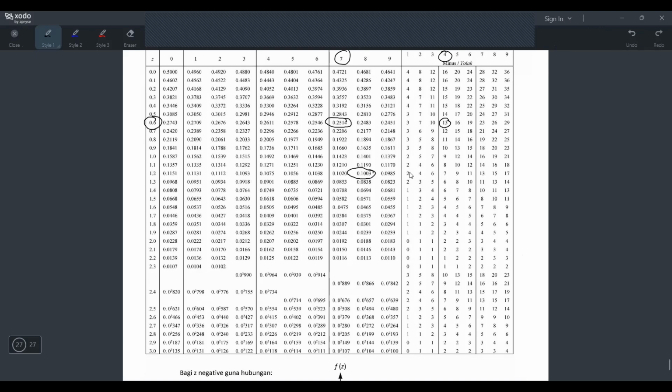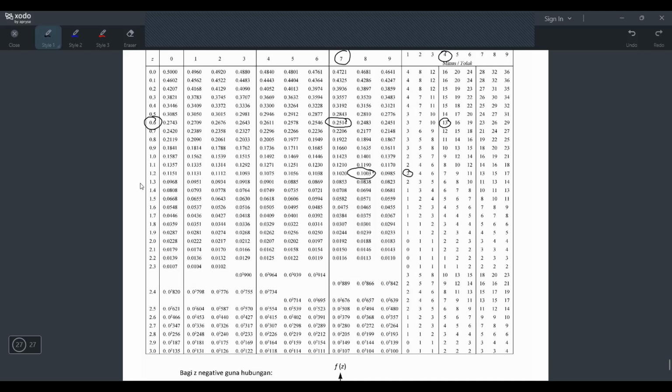Actually, 2 and 3, the difference is 1. 4 and 3, the difference is also 1. So you can choose either one, right? I will choose this one. But you can choose either one, since both are equally near to the 3, right? So that's why I choose either one.